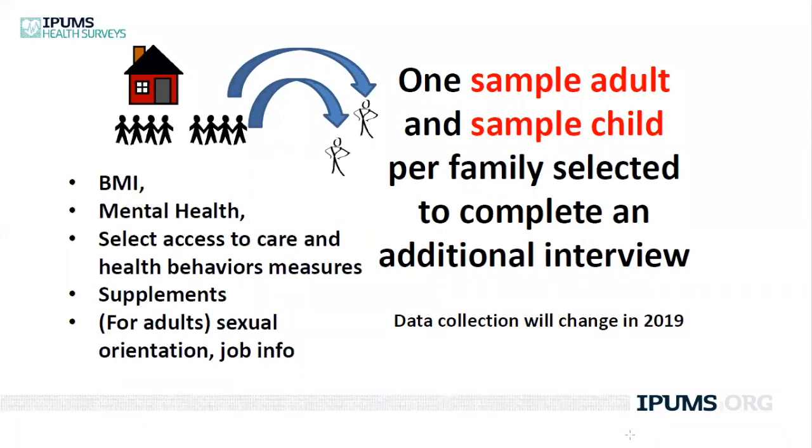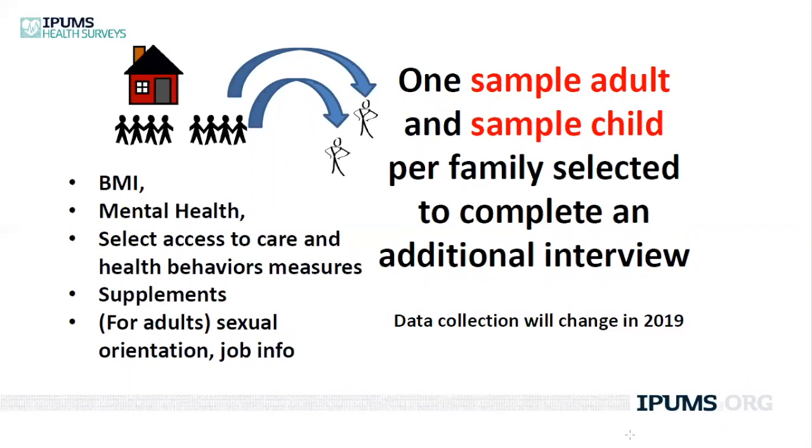Variables on BMI, mental health, certain measures of access to care and health behaviors, and for sample adults only, sexual orientation and job information are derived from information collected on the sample adult and sample child questionnaires. Most, but not all supplemental questions, for example, the cancer screening and control supplements or the complementary and alternative medicine supplement, are also only asked of sample adults and or sample children.